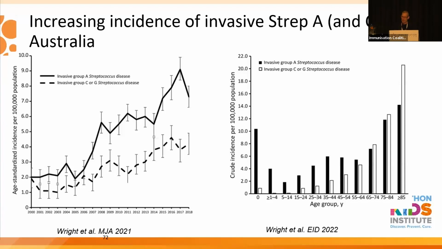You can also see that the age structure for these infections is very different depending on the pathogen. So as I alluded to earlier, the younger you are, the more likely to get Strep A. So young babies get Strep A and invasive disease. And as you can see, as patients age, the burden of Strep CG increases and is higher than Strep A infections in those age groups above 80.